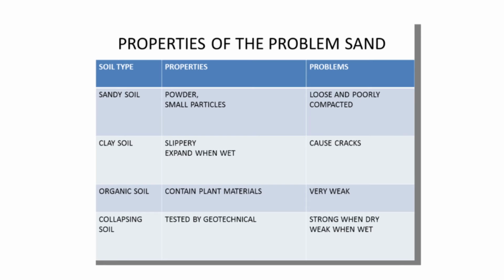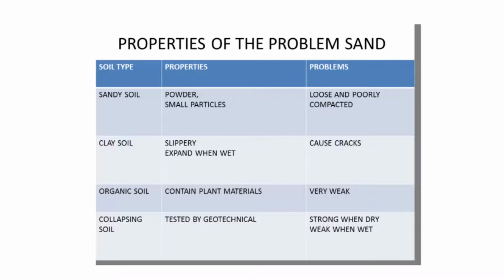Then just to wrap it up, you have got the properties of those types of soil. Hence you have the sandy soil, which is powdery and loose, and then we say the clay is a little bit slippery and expands, but it causes cracks. We have got the organic soil, which has plant materials within that soil, and it is very weak in terms of carrying the structure.